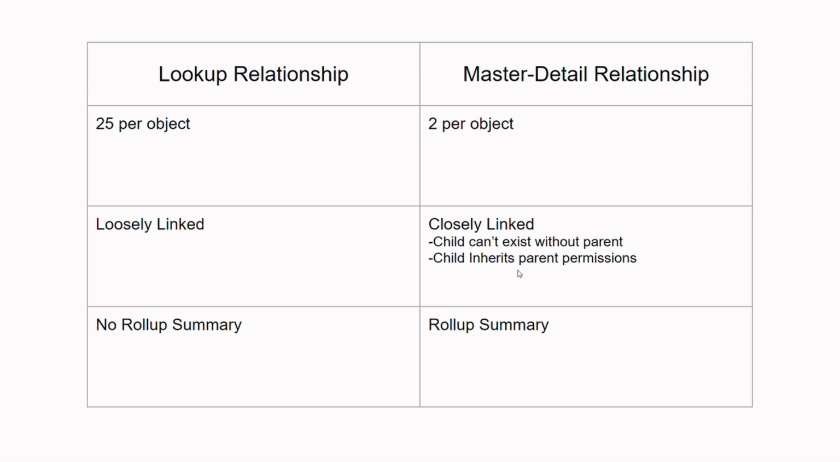Closely linked also means that the permissions of the parent are inherited by the child. So you can't customize those permissions, they're automatically inherited. Lastly, only a master detail relationship can have a roll-up summary field. This field helps you to summarize information about the child records. If you want to learn more about that and learn how to create it, check the description for our video on that.